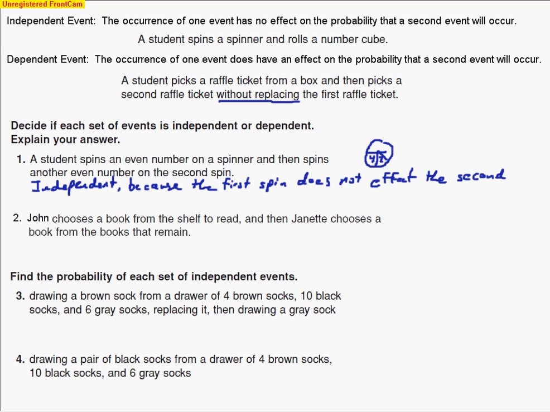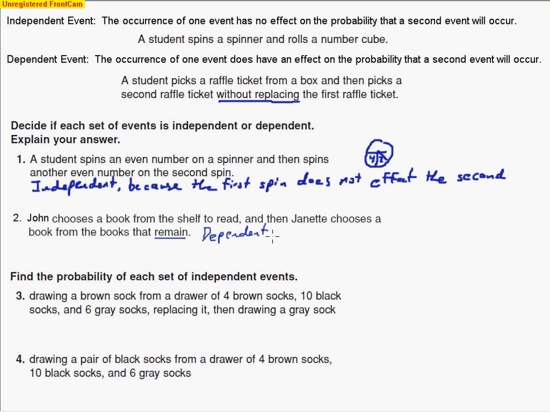John chooses a book from a shelf to read, and then Janet chooses a book from the remaining books that are left on that same shelf. And so this is the key: the books that remain. Did John replace this book? It doesn't say that he did. It just says that John chooses a book, and then Janet chooses books from that same shelf that are remaining. And so now this would be dependent. Janet's selection depends on John's, because if she chooses a book at random, there are fewer books now.